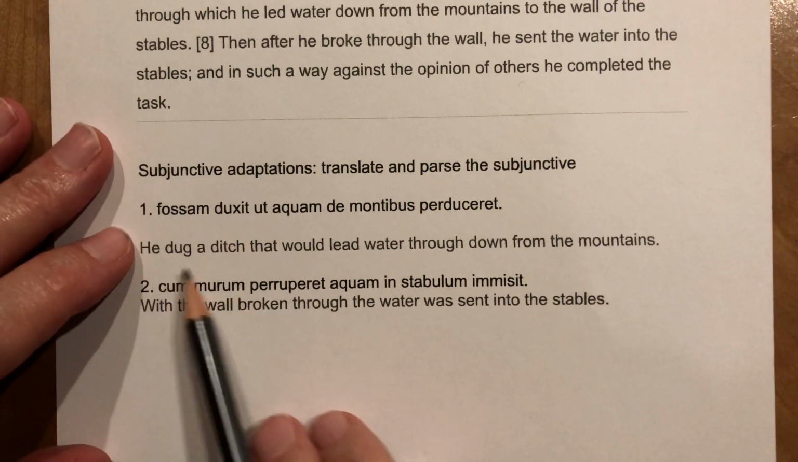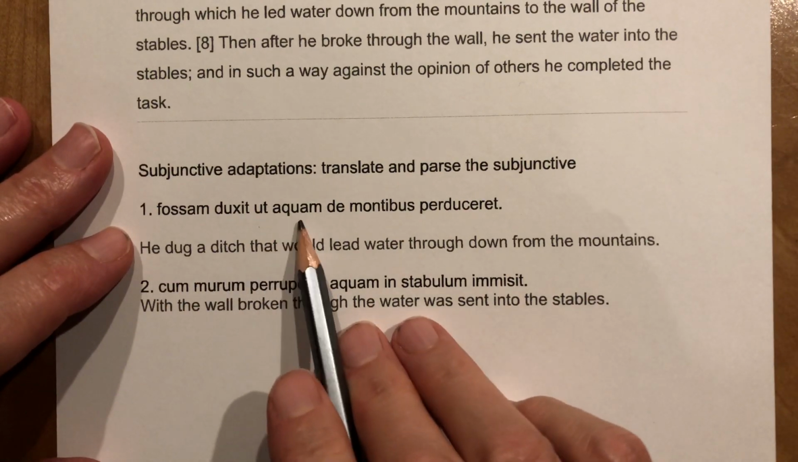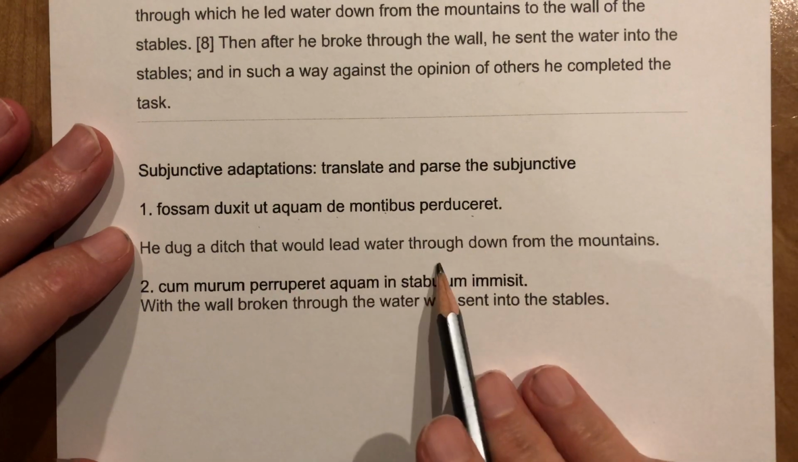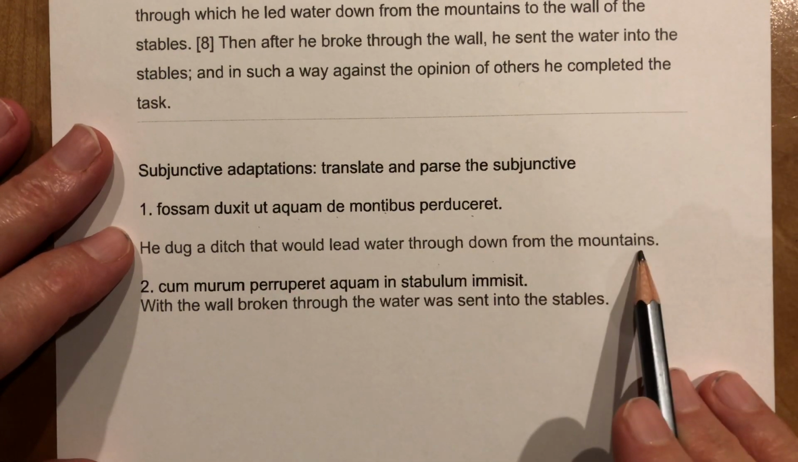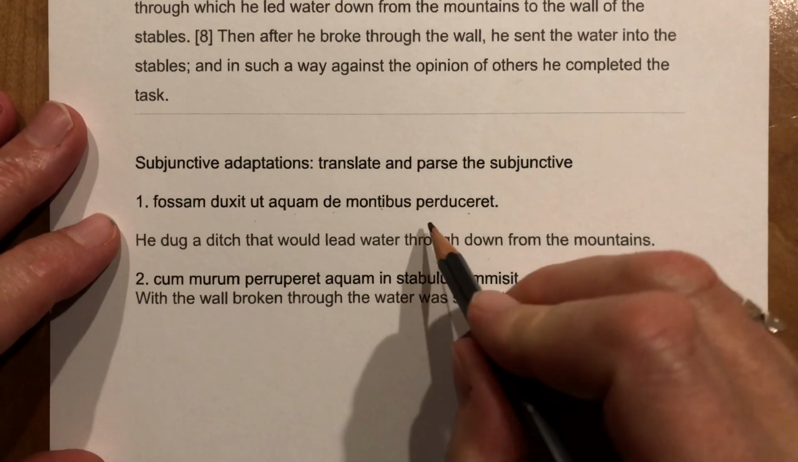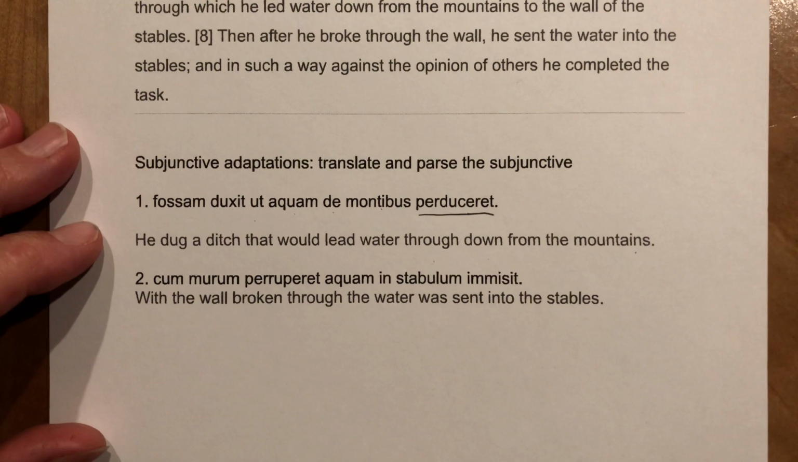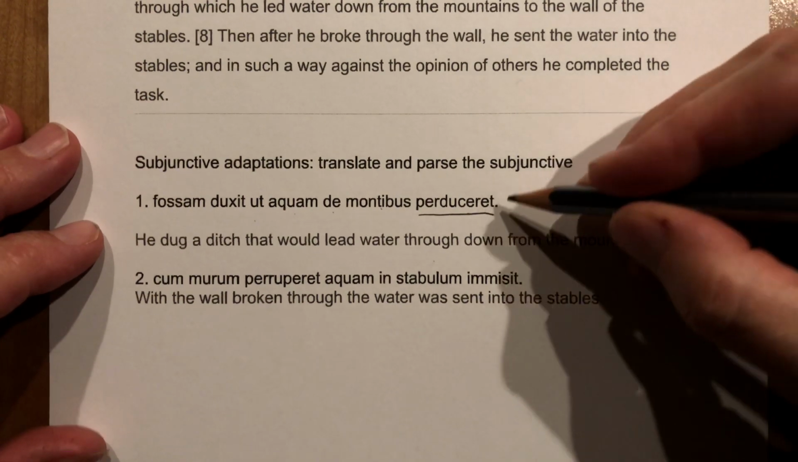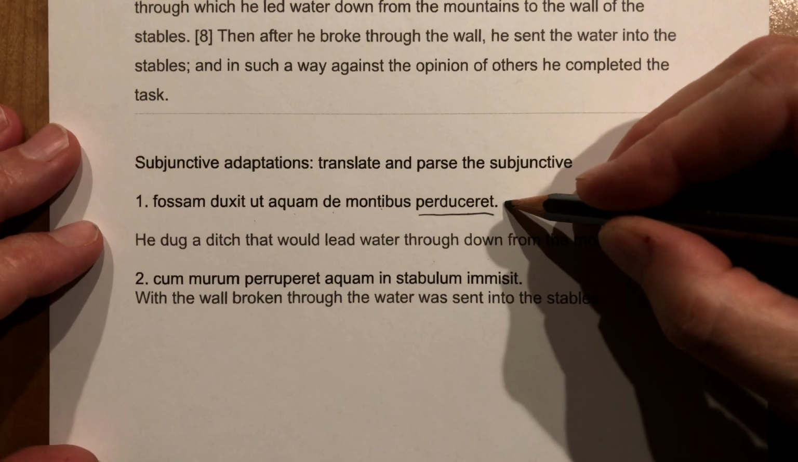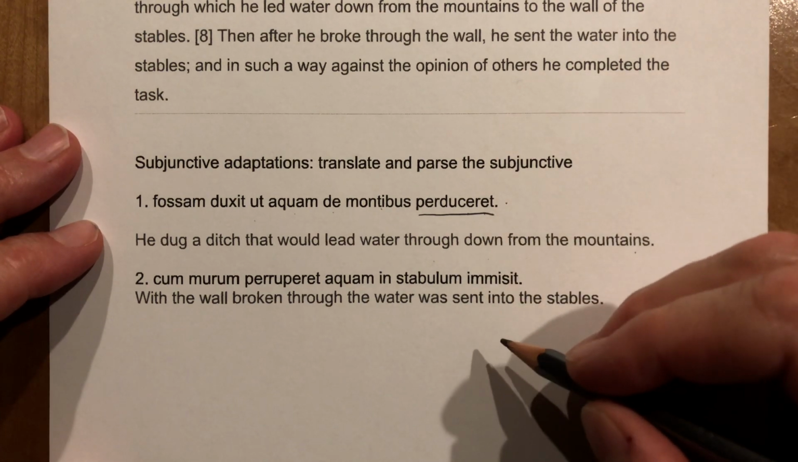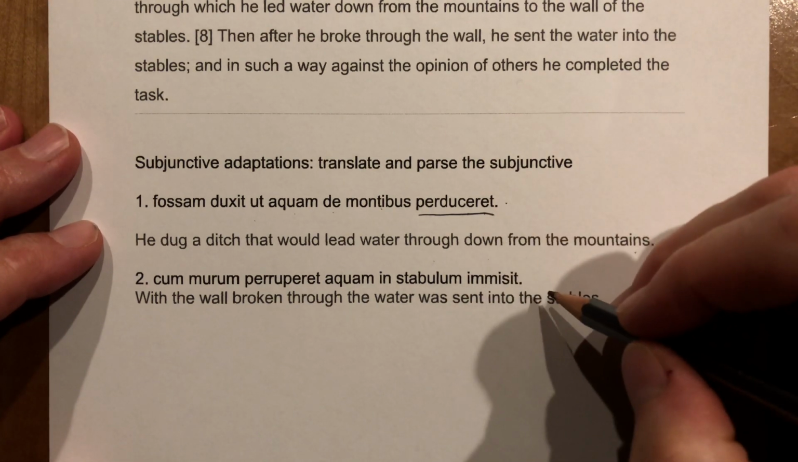Fossam duxit, he dug a ditch. Ut aquam de montibus perduceret. That would lead water down from the mountains. Exactly right. So this perduceret, you can hear the infinitive in there. Perducere. That's perduco, perducere, perduxi, perductus. So that present active infinitive is in the stem, and then it has the ending t.